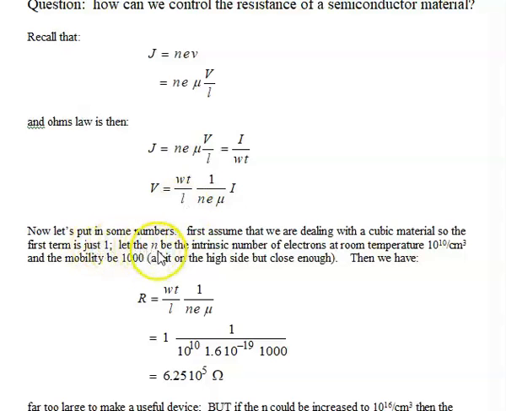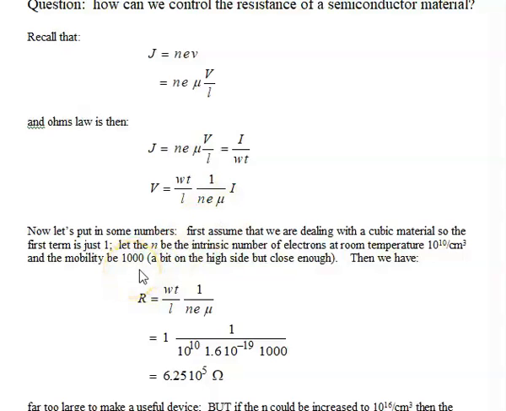N, for now, let's let that be the intrinsic number of electrons at room temperature. We will calculate this in future sessions, but I can tell you that it's about 10 to the 10th electron-hole pairs per cubic centimeter. So that is N. The electric charge, of course, is 1.6 × 10⁻⁹ and the mobility, well, we have to guess that for now. There are ways to at least estimate it.